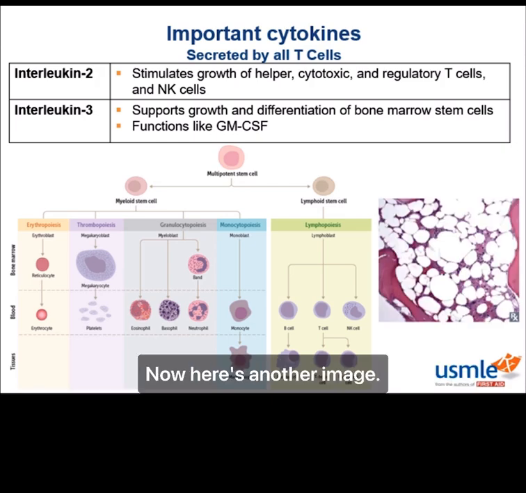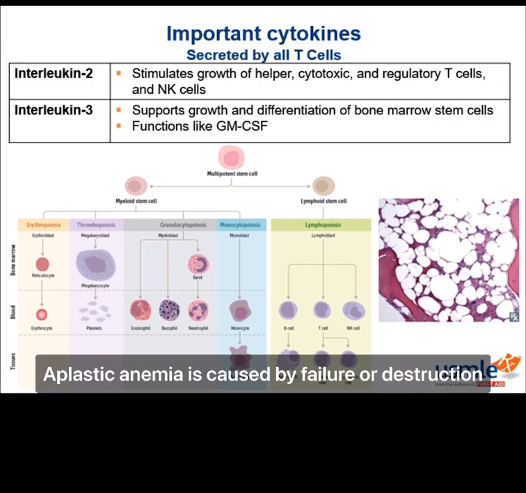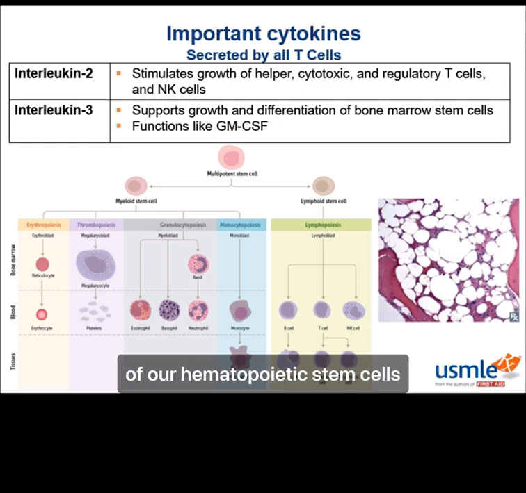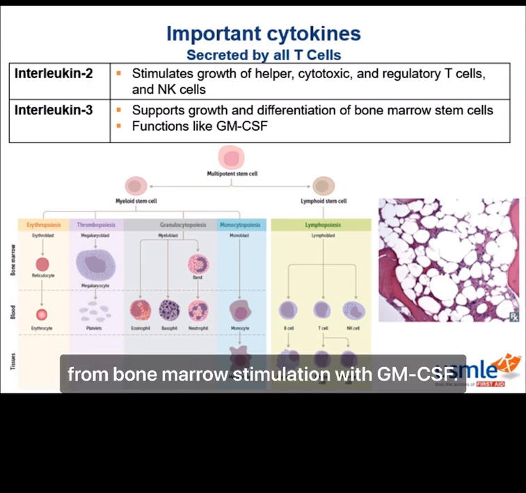Now here's another image. Can you identify what it is? There's a lot of fatty infiltration here. So this is aplastic anemia. Aplastic anemia is caused by failure or destruction of our hematopoietic stem cells, and patients with it can benefit from bone marrow stimulation with GM-CSF.